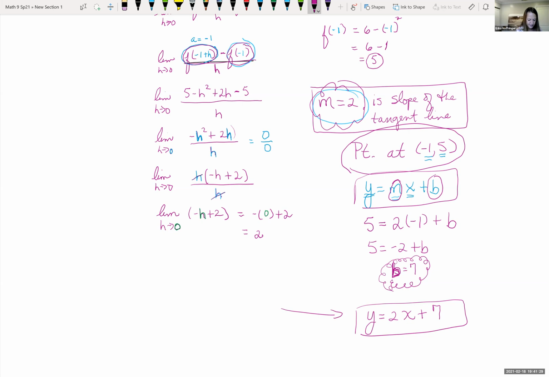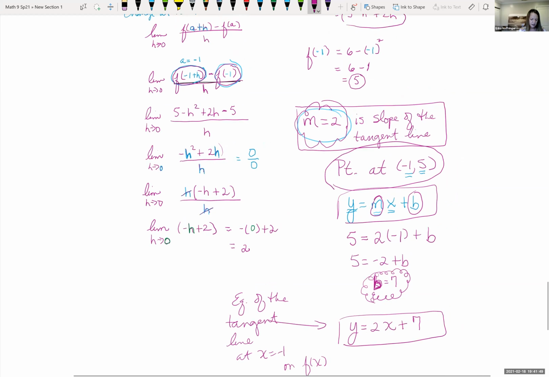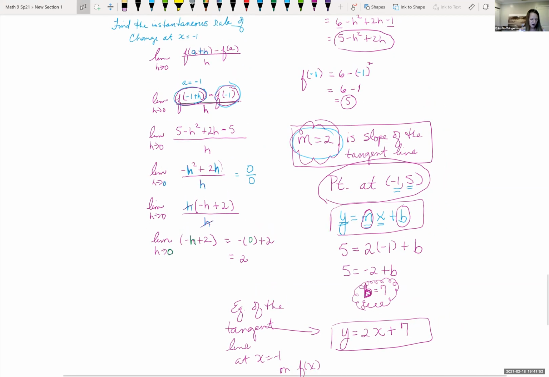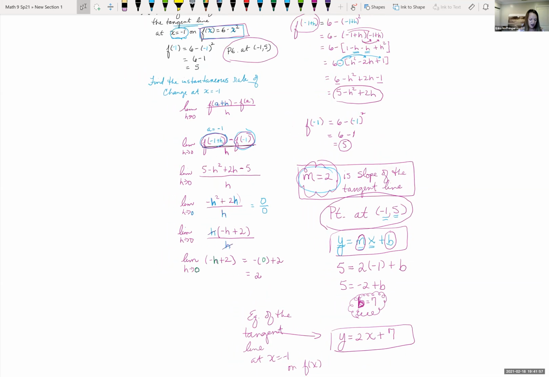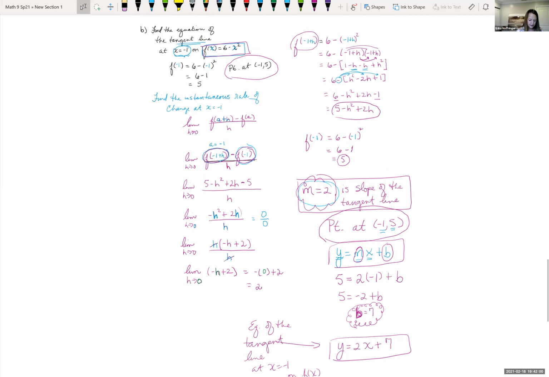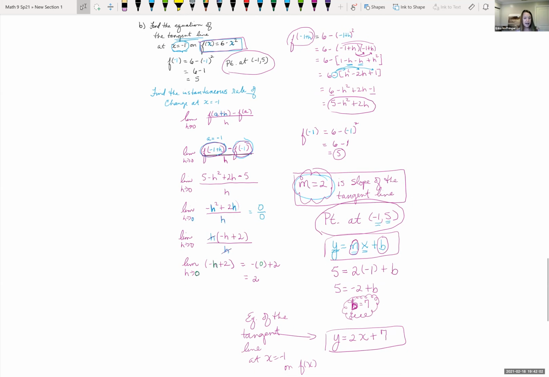So this is the equation of the tangent line at x equals negative 1 on our function f of x. So I still have Desmos up from our last example when we graphed the secant line on our function. Let's just go back now and graph this equation of the tangent line at x equals negative 1.